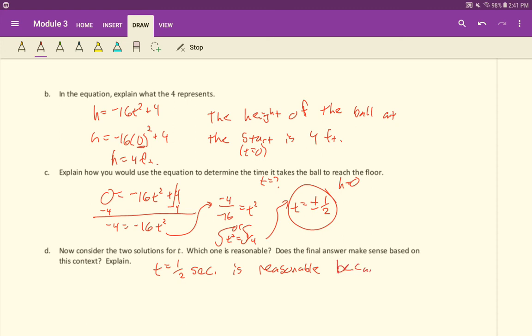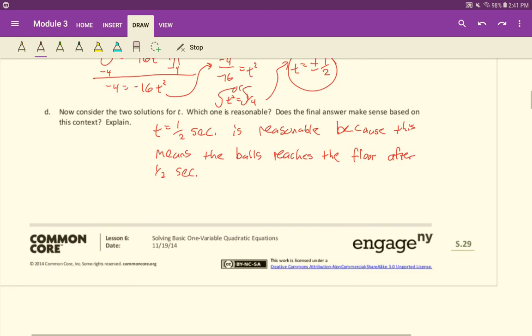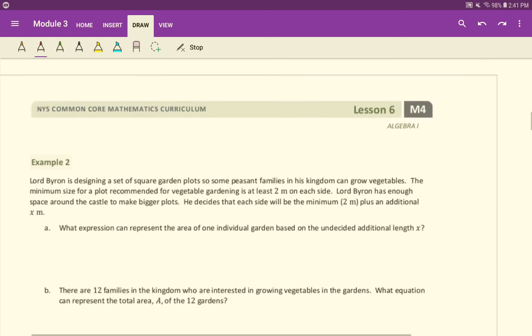Because this means the ball reaches the floor after half a second. What would not make sense is to have a negative 1/2, because that'd be going backwards in time, and that wouldn't make sense in the context of the problem. Okay? In the next video, we will take a look at example 2.